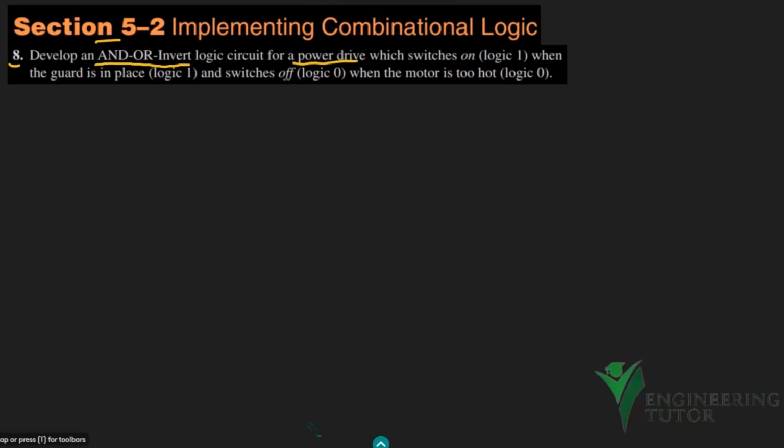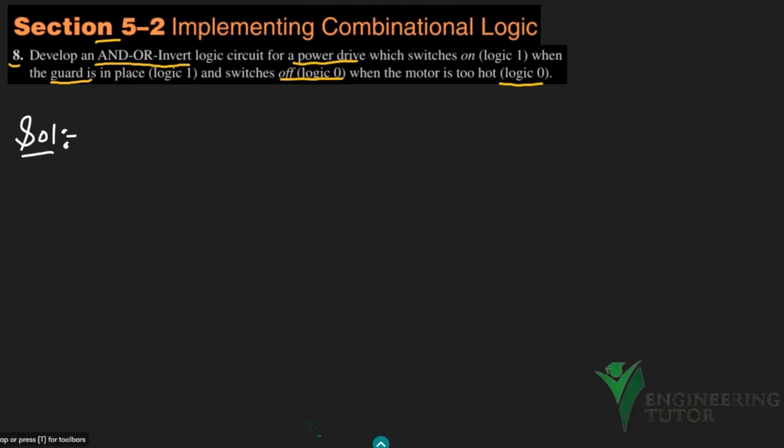So the power drive will switch on when the guard is in place. The input signal to it is given from a guard, and it switches off. The second state is switch off when the motor is too hot. So when the motor is too hot, the input is 0. Let me solve it first, and in solving it we should see what the steps are.